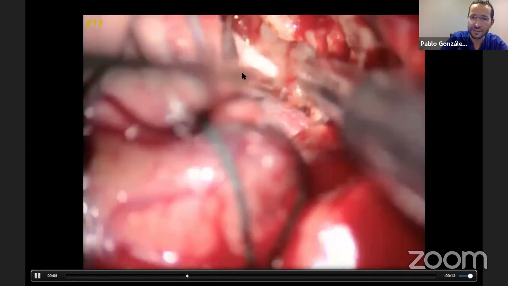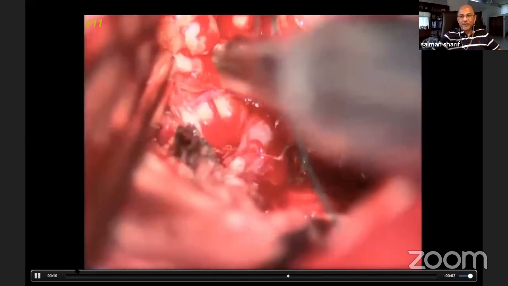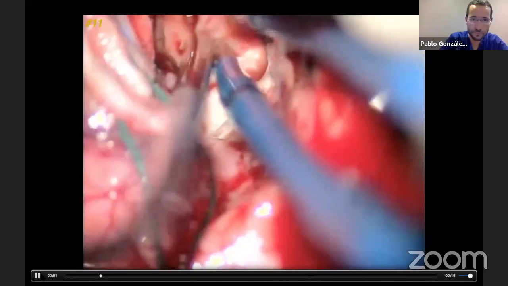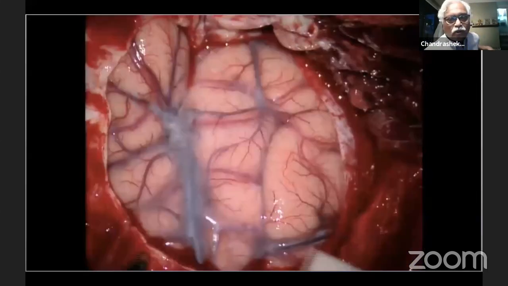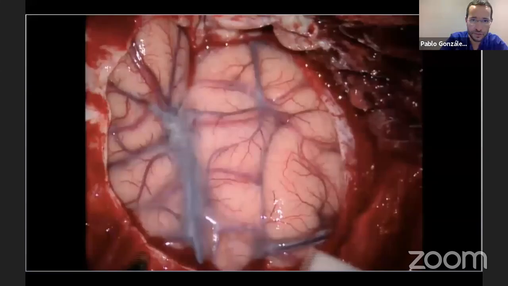Pablo, yes. Sorry, can you again show where the Meyer's loop would be for our friends? Yeah. And if you can show the scan once again. Sure. I also thought it was hippocampus. Can we see the temporal horn at all? Yeah, let me try to show you.